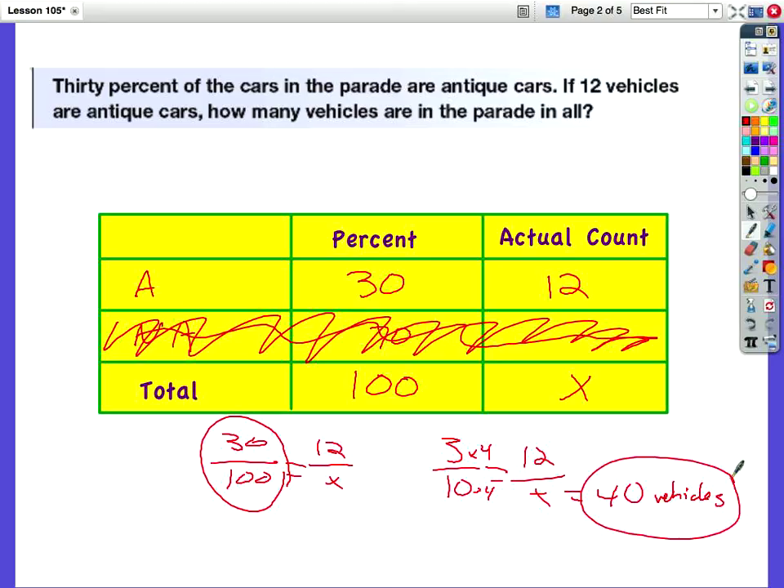Okay. So all I did was I reduced my percents before I set up my ratio. I could have cross multiplied, so I had 30x is going to be equal to 12,000, or 1,200, sorry, and cross multiply, divide. If I can reduce, I'm going to reduce my ratio first, get my numbers smaller, make it easier on myself.